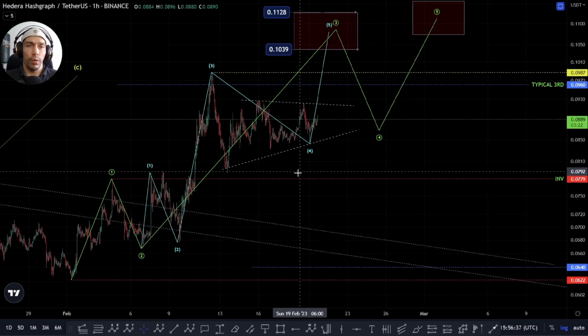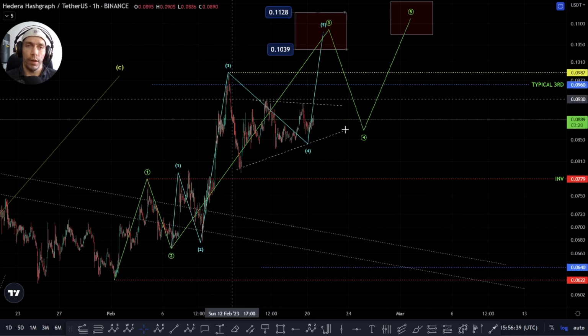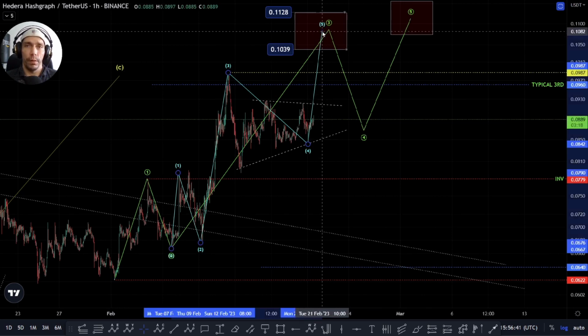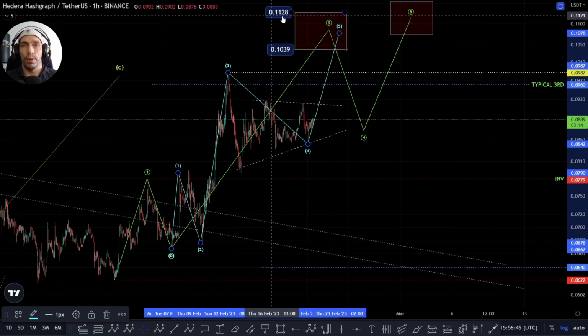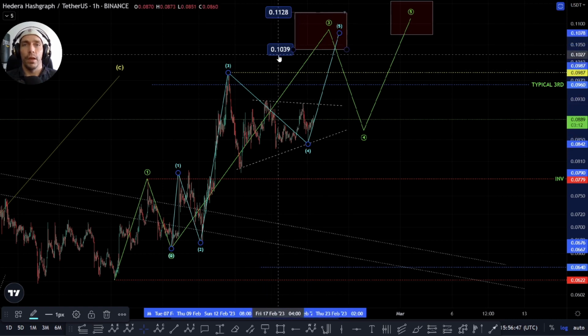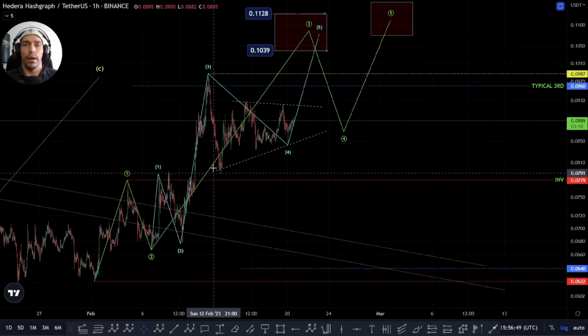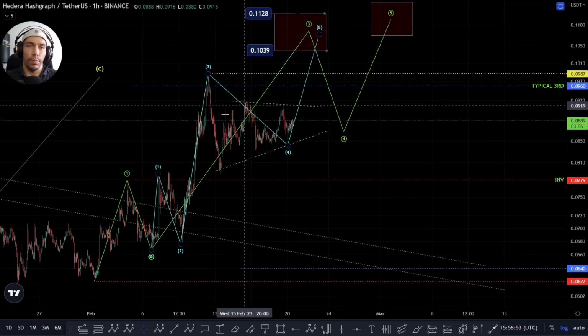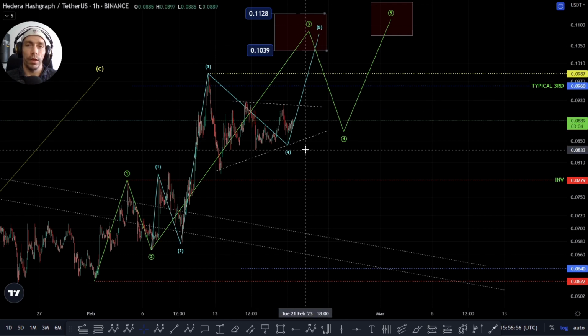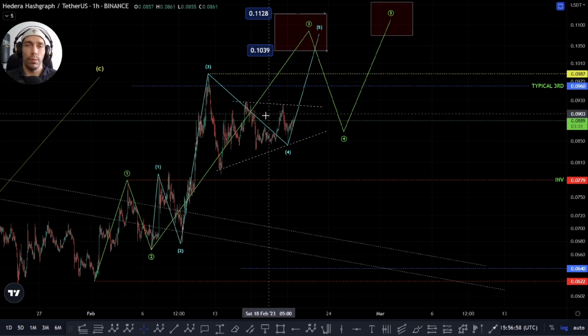So what I'd be looking out for here is the possibility that we could extend up here to the upside as a fifth wave. Still looking for the same area that we talked about, this 1128 to this 1039 zone as a potential target area. But until we actually break to the upside and stop forming this triangle here, we can also argue this could be the other way around.